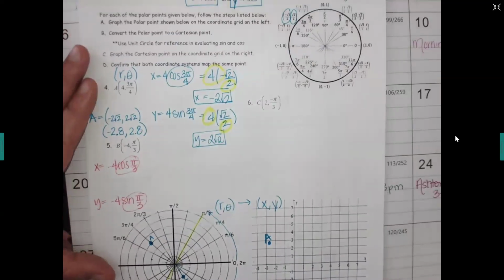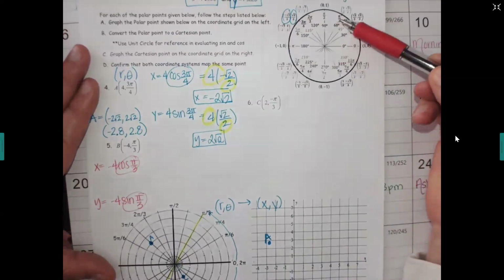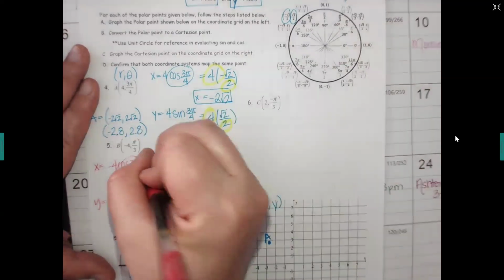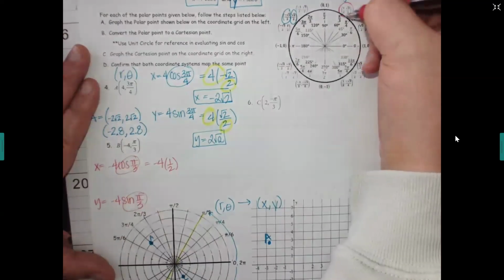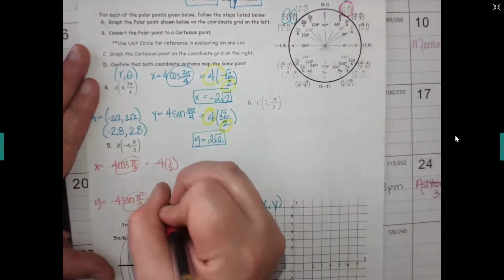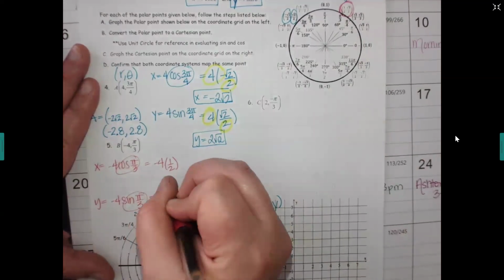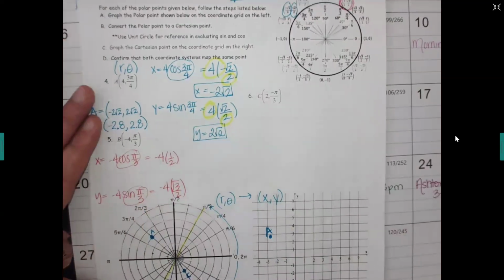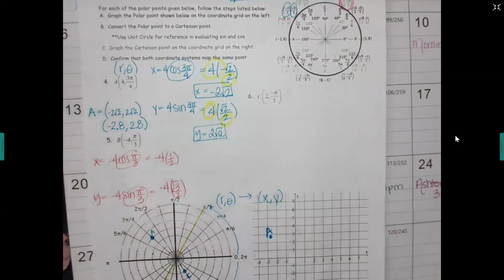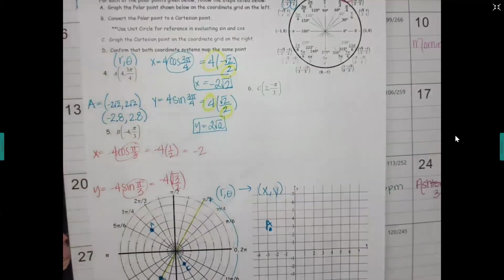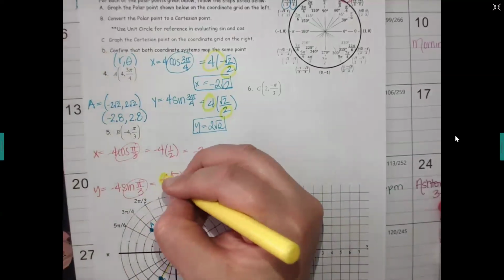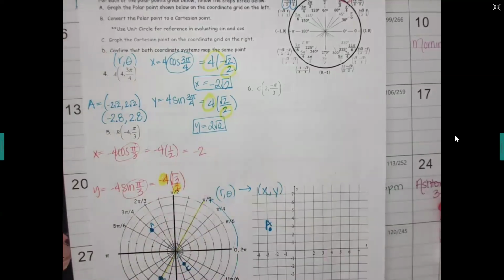So find your pi/3 here. Pi/3 is right here. I see that my x is 1/2. So this is going to be negative 4 times a half. And my y is root 3 over 2. So that'd be negative 4 times root 3 over 2. Okay, then looking at my x, if it's negative 4 cut in half, that'd just be a negative 2. For this one, negative 4 divided by 2 gives me a negative 2.